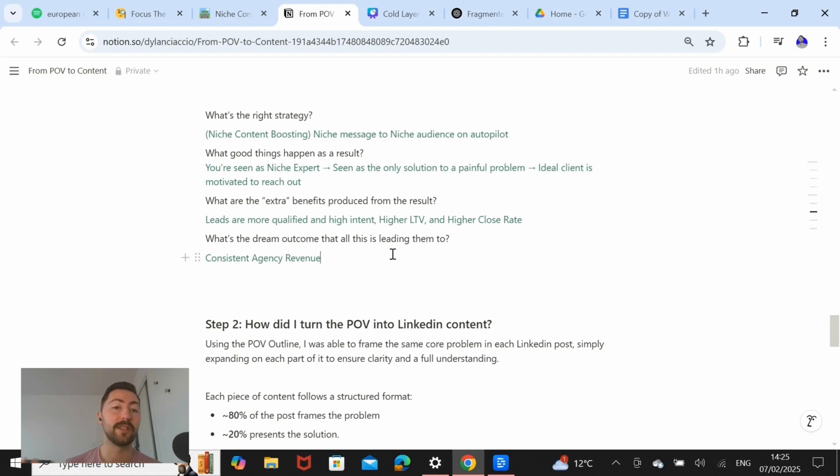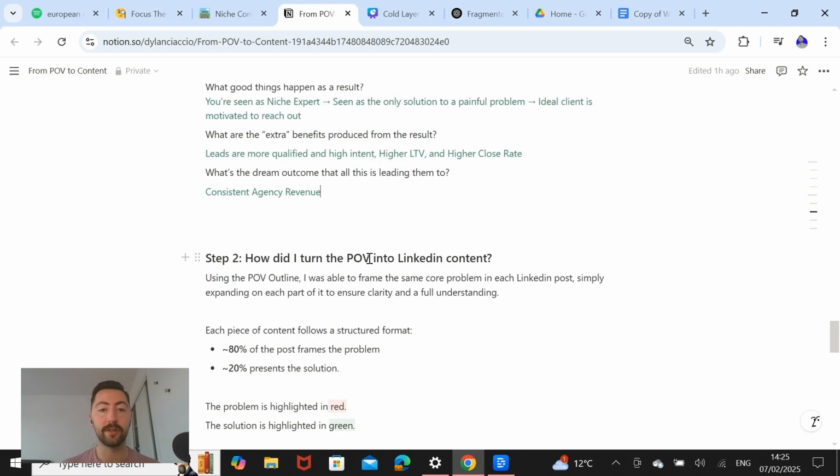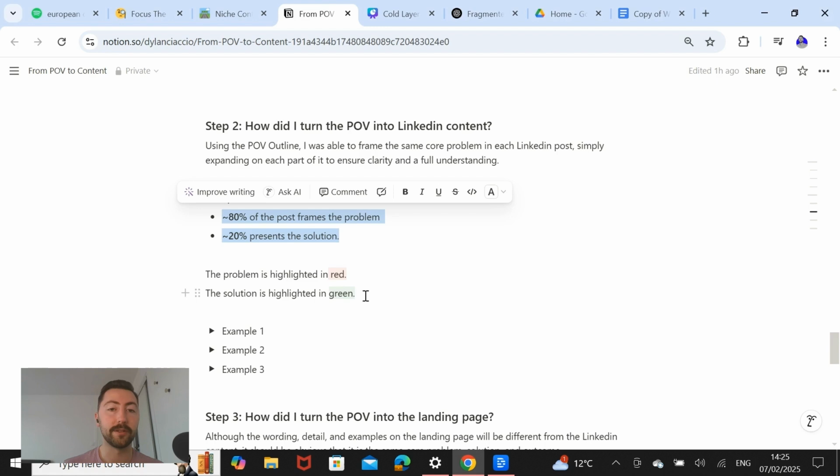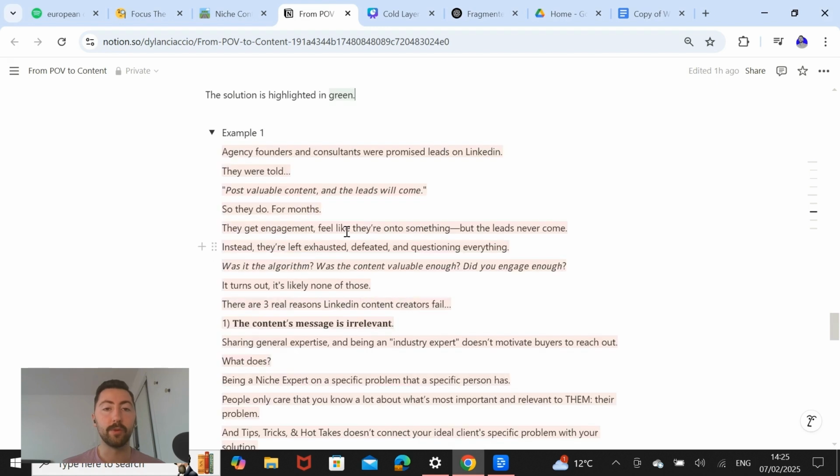And the dream outcome is that you get consistent agency revenue, because when you have predictable leads coming in that are more high intent, more qualified, and pay more, you can finally have that consistent agency revenue instead of ups and downs. So how did this turn into content? Again, 80% of the post is framing the problem and 20% is presenting the solution. So we'll look at example number 1.